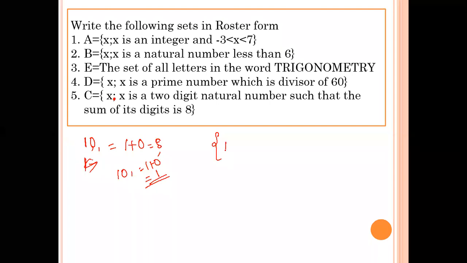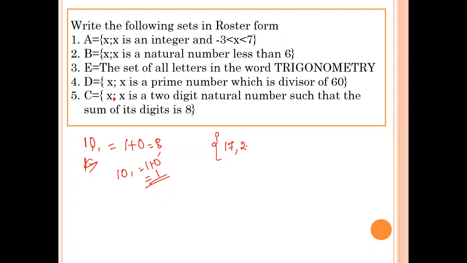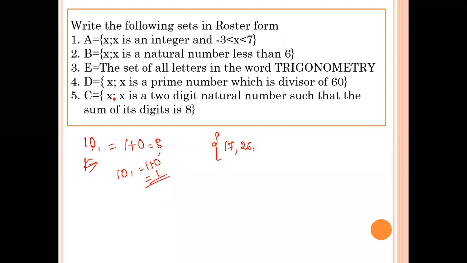So we'll start from 17, correct? 1 plus 7 is 8. Then 26, correct? 2 plus 6 is 8. It is not 28, Tasmia Banu, it is 26. Then we have 35. Why is it 35? 3 plus 5 is 8. We need a 2-digit natural number, and when we add the 2 digits we should get 8. Then we have 44, good, 53, 62, 71, then 80.